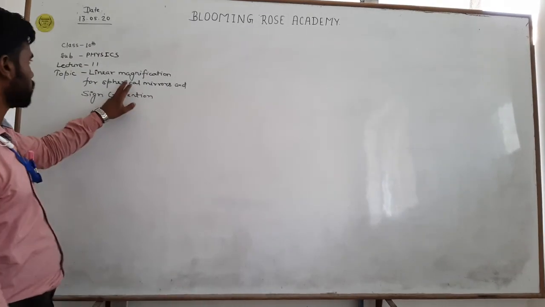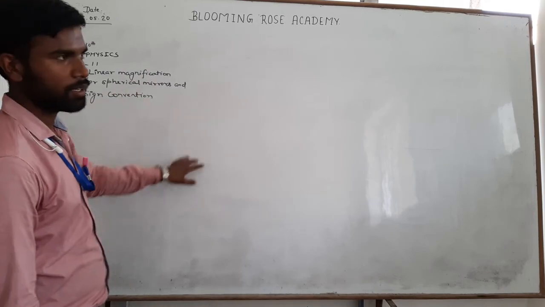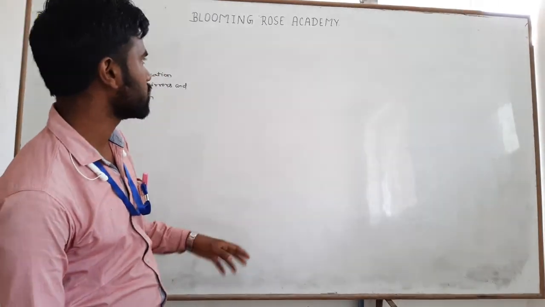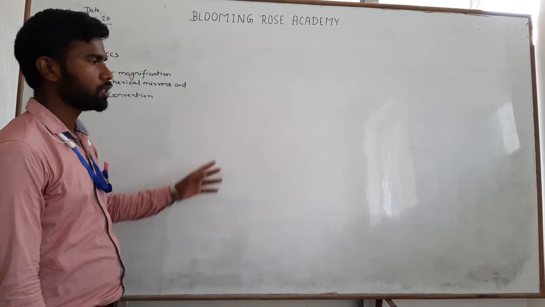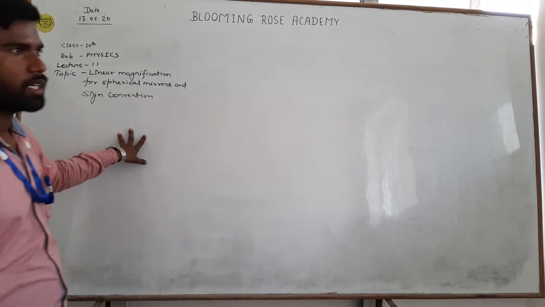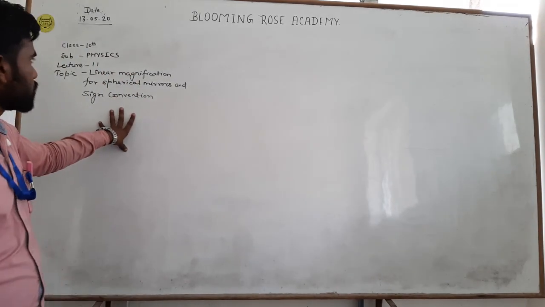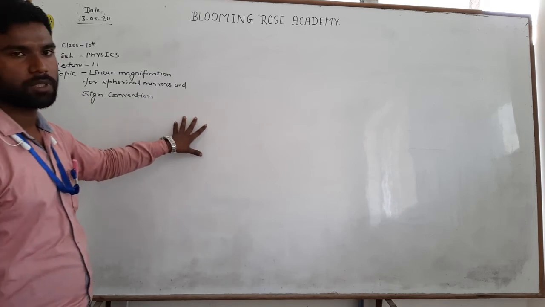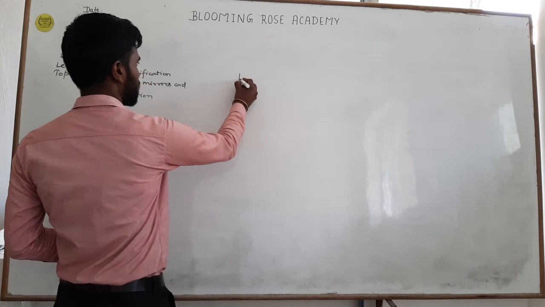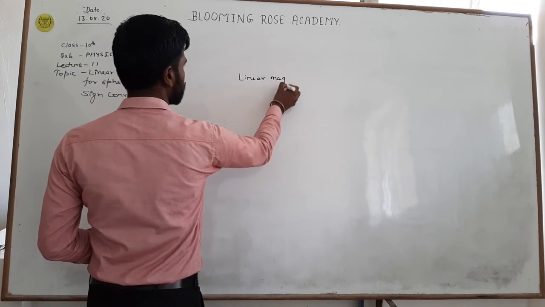As we know, magnification is derived from the word magnify, and magnify means to enlarge the size of any object or anything. Here linear magnification can be defined as the ratio of height of image to the height of object.